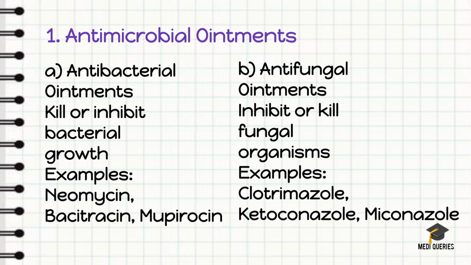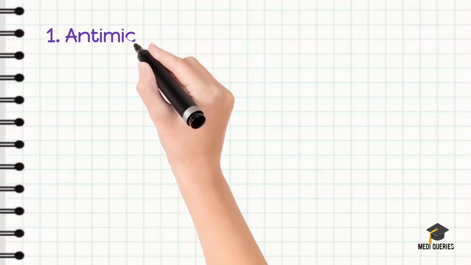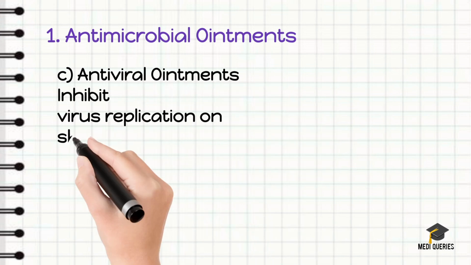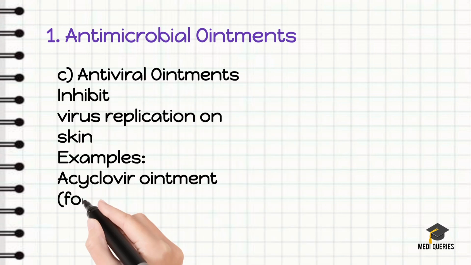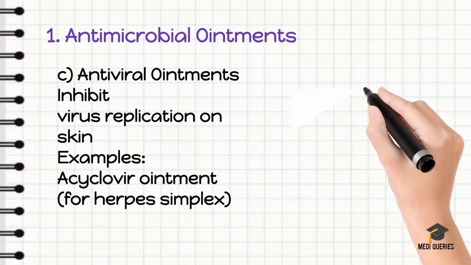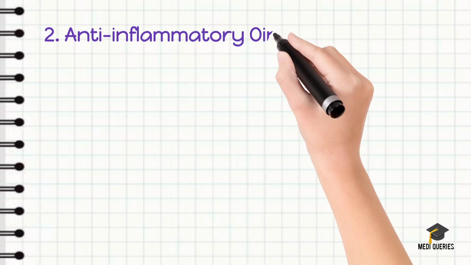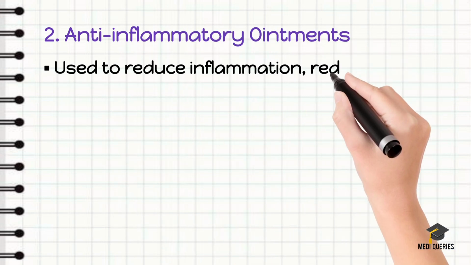Okay, and second one is antifungal ointment. They are mainly used to inhibit or kill fungal organisms. Examples: clotrimazole, ketoconazole, miconazole. And third one is antiviral ointments. They are mainly used to inhibit virus replication on the skin. Example: acyclovir ointment.